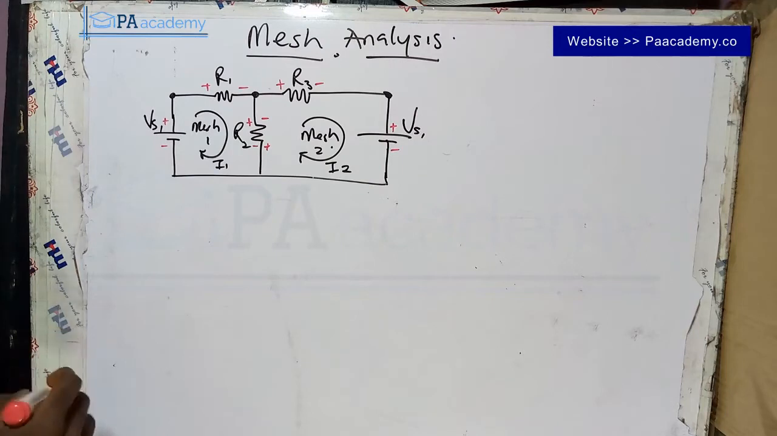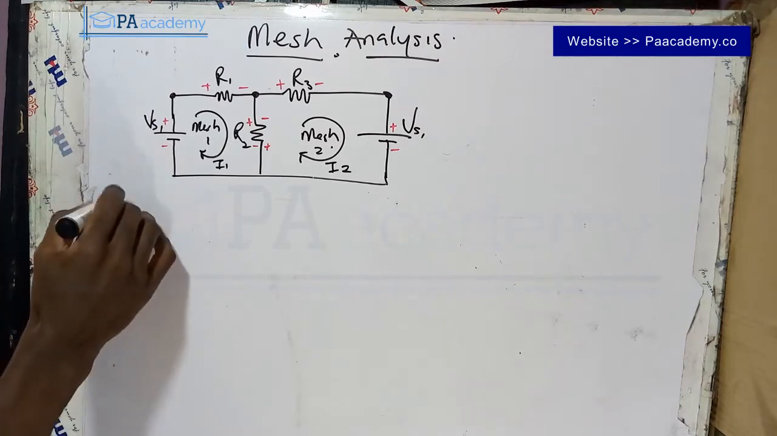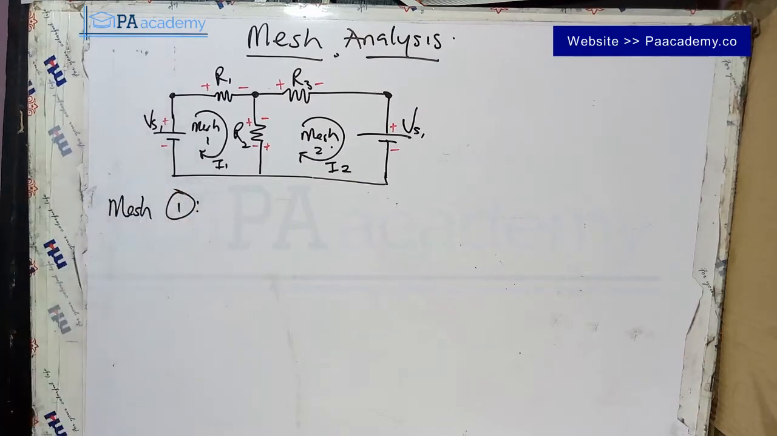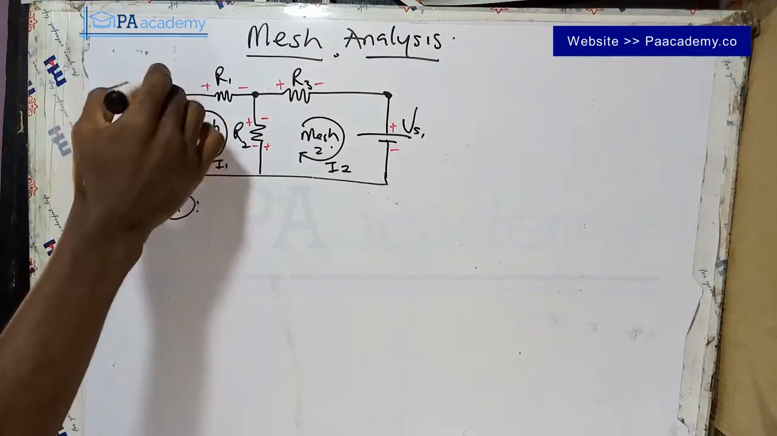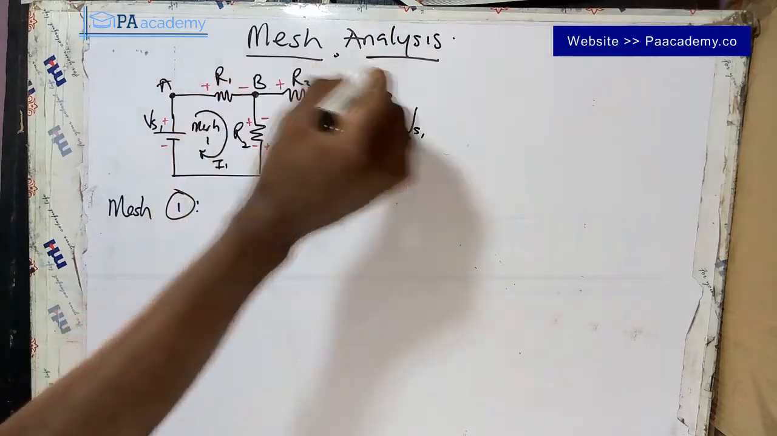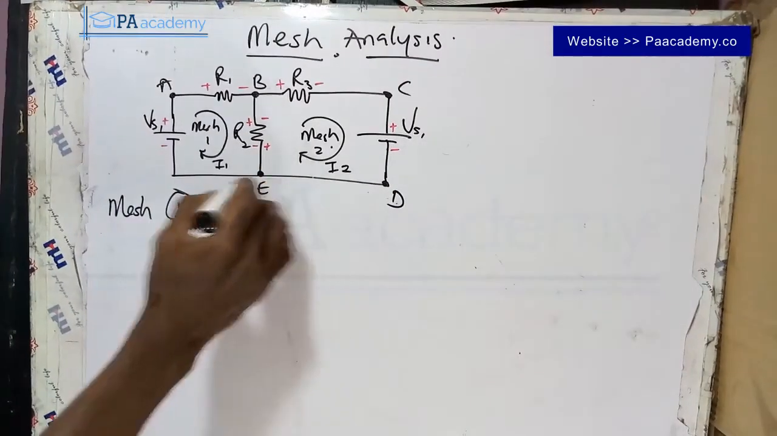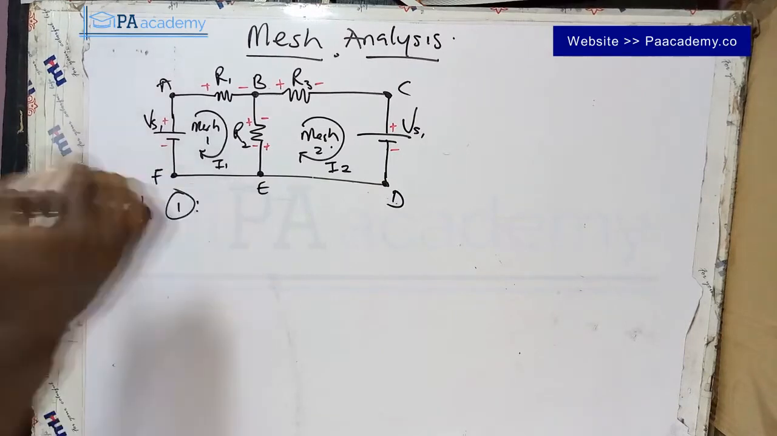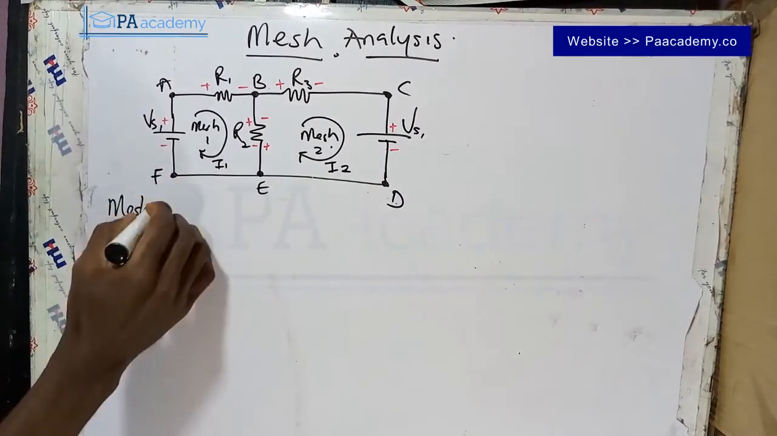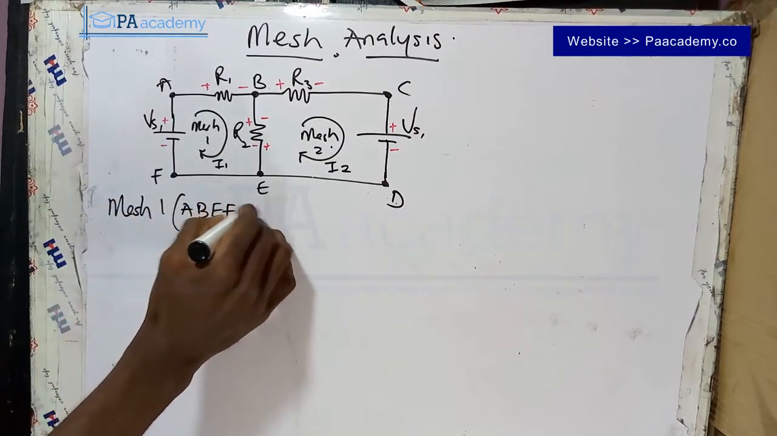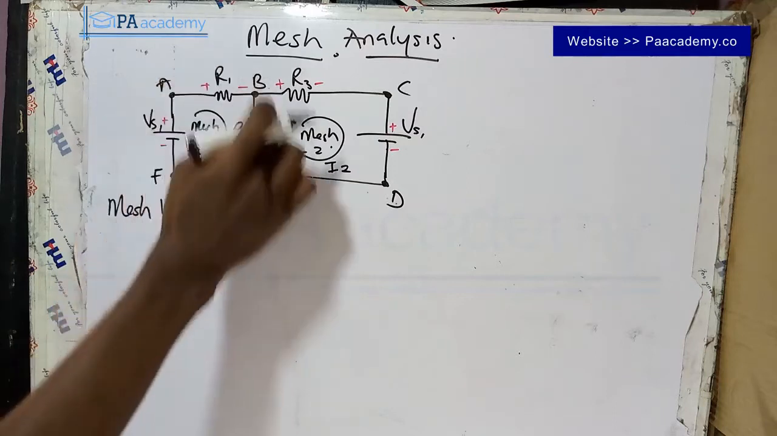So in doing that, for mesh 1 now, let me write it out. For mesh 1, let me call this point node A, B, C. Let me call this point D, E, and F. So mesh 1 is A, B, E, F, and back to A. So this is the mesh we are looking at now.